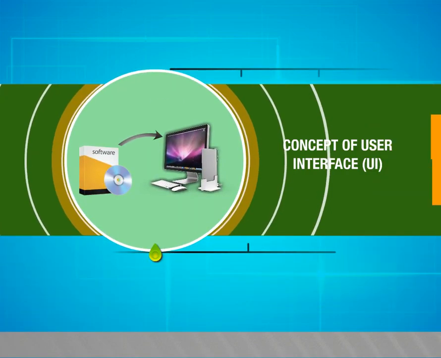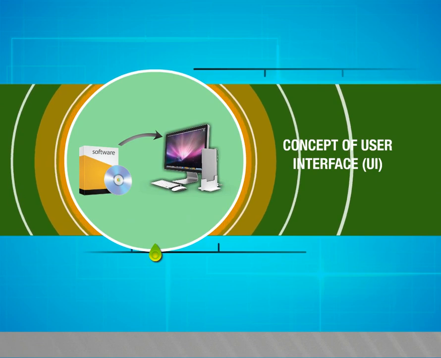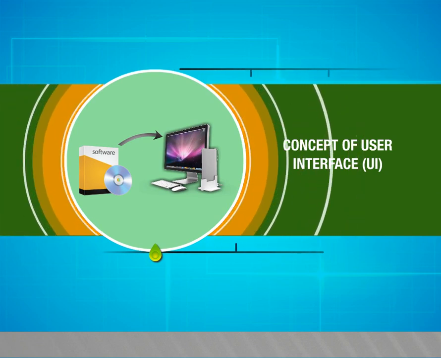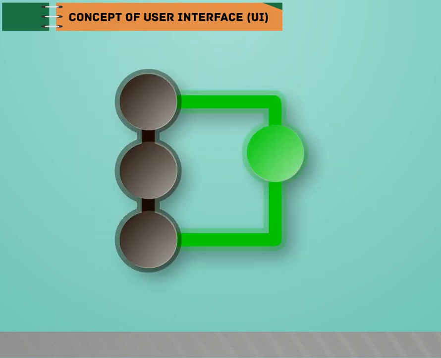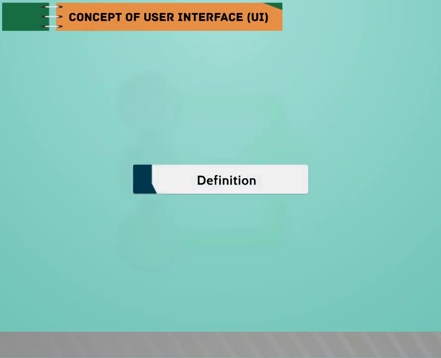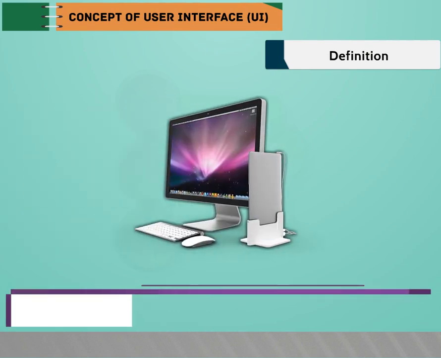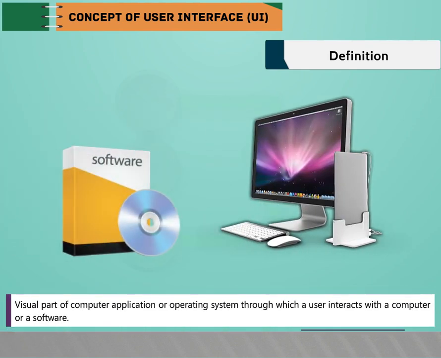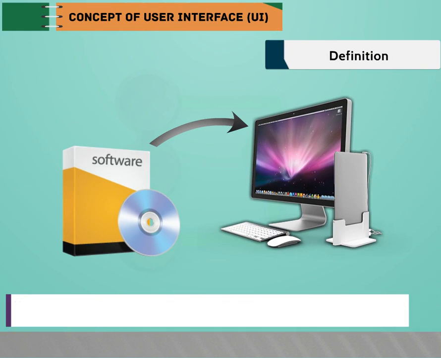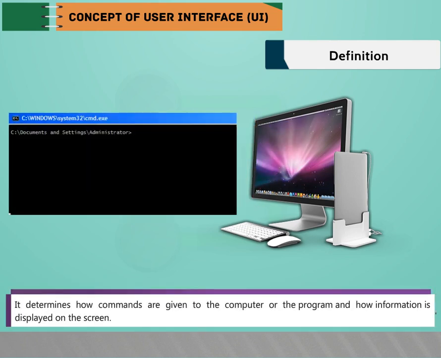Concept of user interface UI. In this video, we are going to see about the concept of user interface UI. Definition. Visual part of computer application or operating system through which a user interacts with a computer or a software. It determines how commands are given to the computer or the program and how information is displayed on the screen.